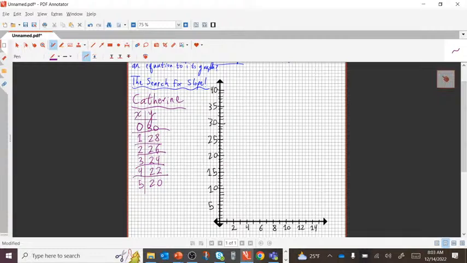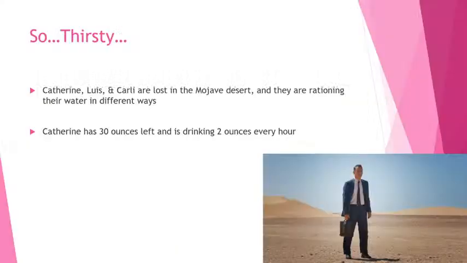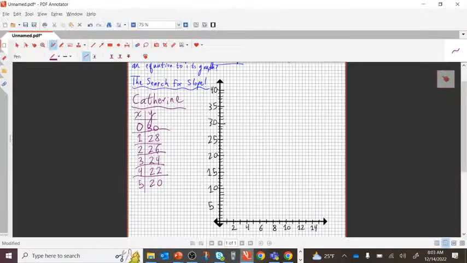Let's take a look at what it asks. So, it doesn't ask anything. When I told you guys to keep track of this, I said keep track of how much water Catherine has left. If I'd said keep track of how much water Catherine's had to drink, then you would do 0, 0, 1, 2, 2, 4, and so on and so forth. And then that would be a proportion, whereas this one's just linear.